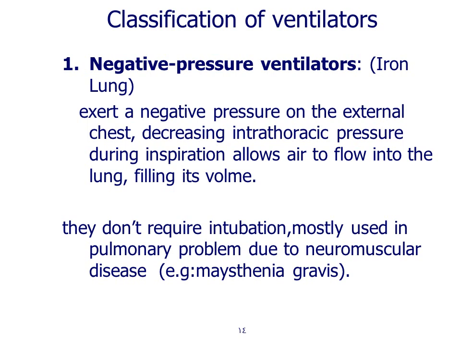The classification of ventilators: negative pressure ventilator, which is the iron lung, exerts a negative pressure on the external chest, decreasing the intrathoracic pressure during inspiration, allowing the air to flow from outside to inside the lung. This type does not require intubation and is mostly used in pulmonary problems due to neuromuscular causes or diseases like myasthenia gravis.